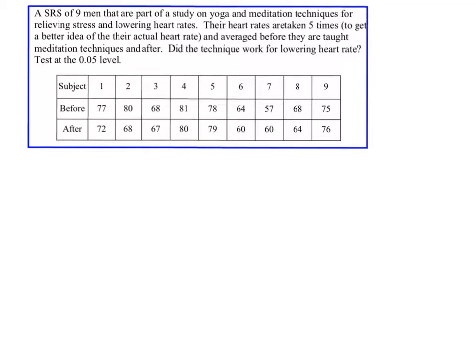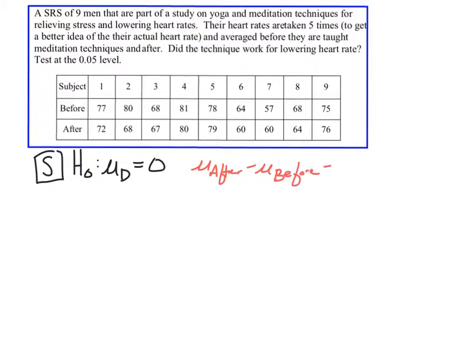So the first thing I think we'll do, let's do our state. Okay, so state. Remember, state is typically just talking about the null and alternative. Our null, since it's a matched pair, is that the difference, the average difference, is 0. Remember, another way you can write this, and I'm just going to write this off to the side because you don't have to do both, is that mu of after minus mu of before equals 0. Okay, maybe that's a little bit nicer way to write it. It's a little more obvious of what we're talking about.